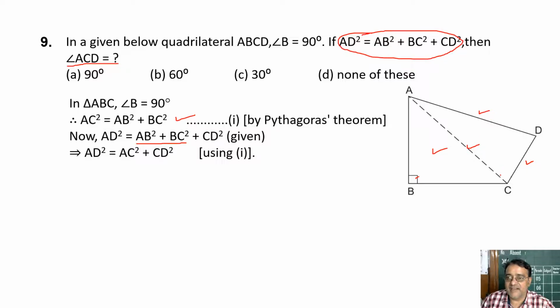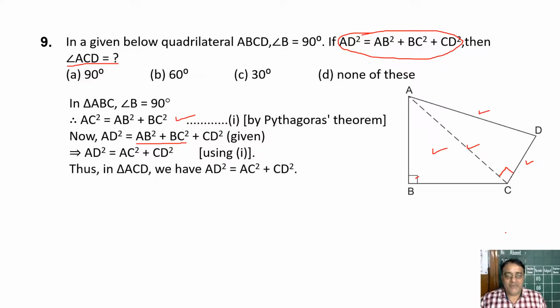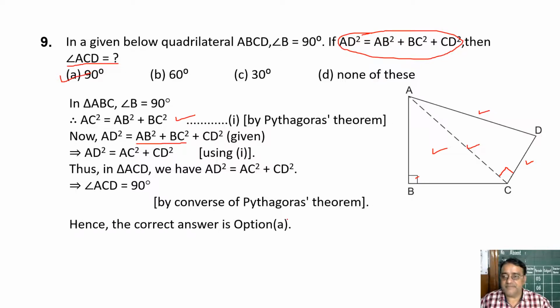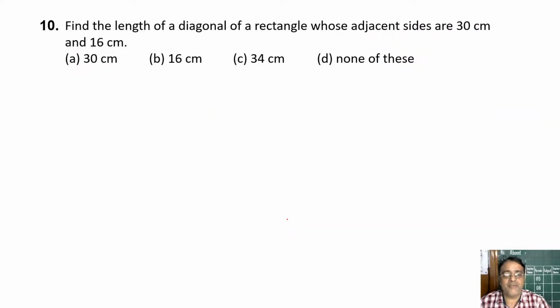So this angle will be equal to what? 90 degrees, right? Okay, by converse of Pythagoras theorem. So which option is the correct one? Option A. Option A. Right, option A. Any doubt in this question? No, sir. Okay. So next question, question number 10.